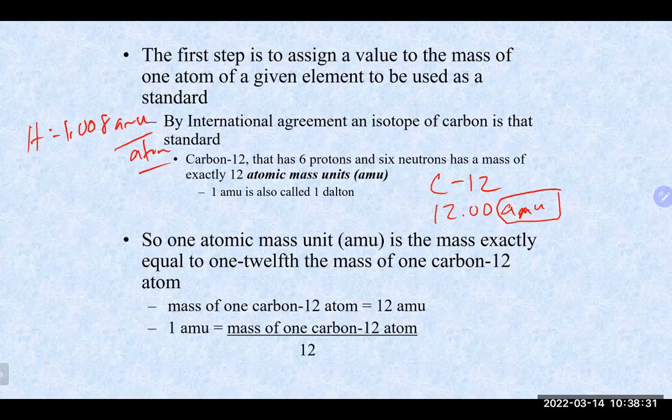An AMU is also sometimes called a Dalton if you find somebody really old, but most people will call it AMU. As we'll see later on this chapter, we could use another unit, which is grams per mole. So 1 AMU is really the mass of one carbon-12 atom divided by the mass of 12.